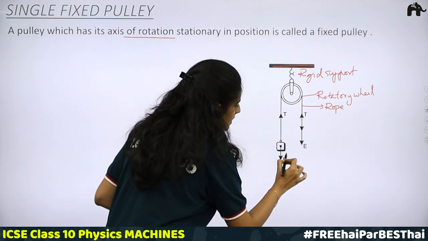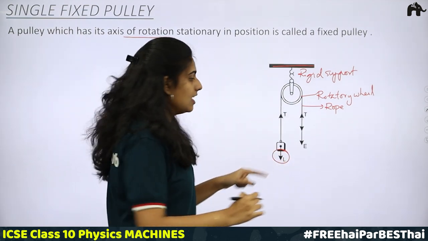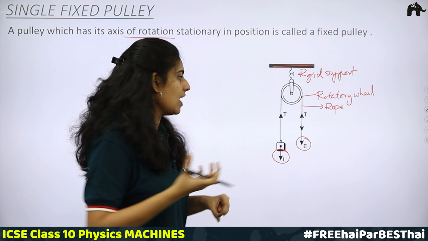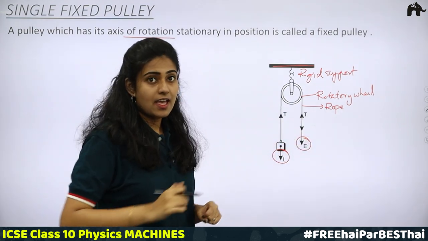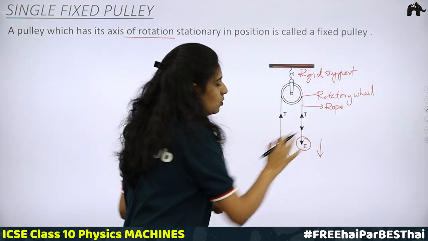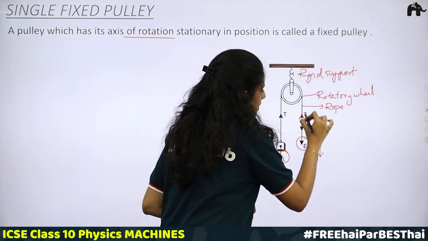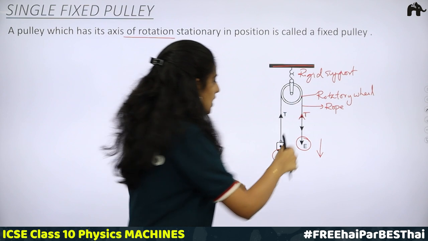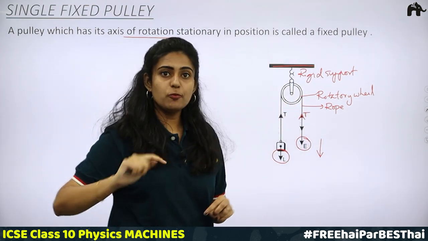Here, this is your load. One end of the rope is connected to the load, and to the other end, effort is applied. Effort is the force that you are applying. When the effort is applied, what happens? Effort is applied in the downward direction. You are pulling the rope downward, so a tension will be created. This tension is created in the string in the upward direction.